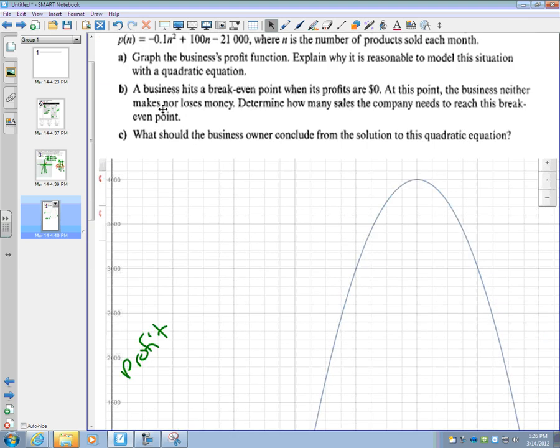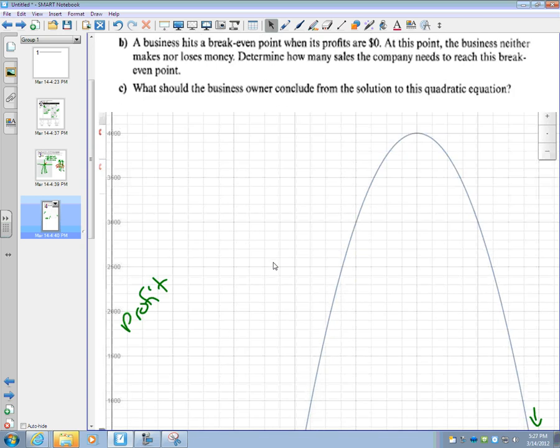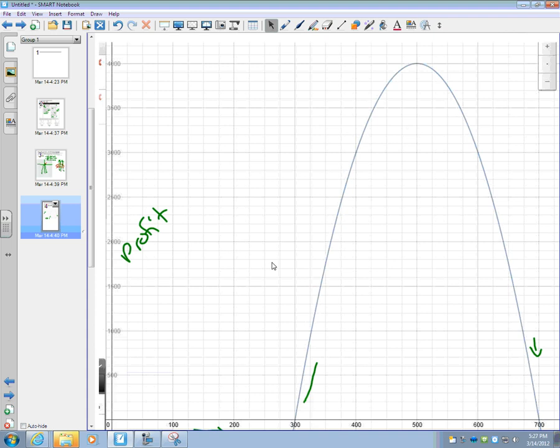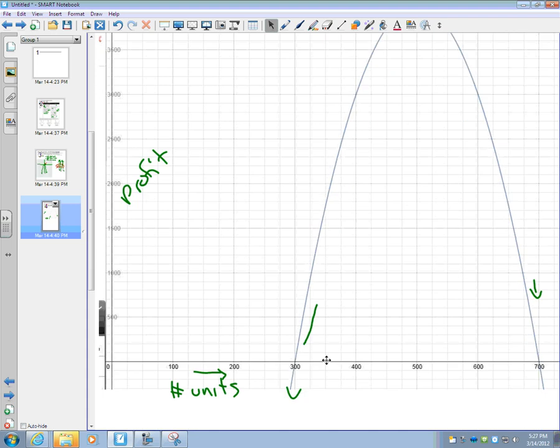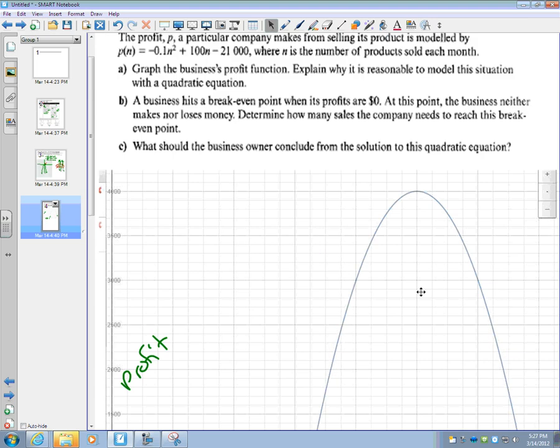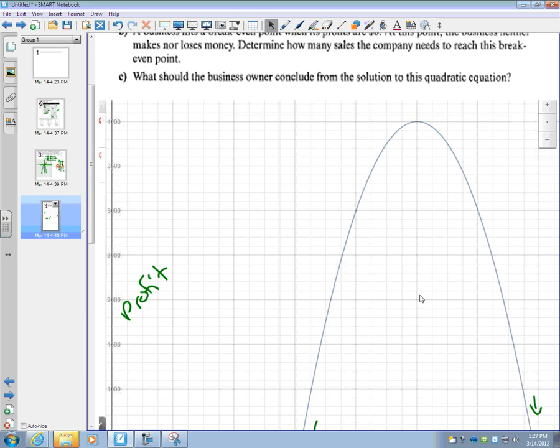Next up it says, a business hits a break-even point when its profits are 0. At this point, the business neither makes nor loses money. Determine how many sales the company needs to reach this break-even point. There are actually 2 of those points, at 300 and at 700. Determine how many sales the company needs to reach this point: either 300 or 700 sales.